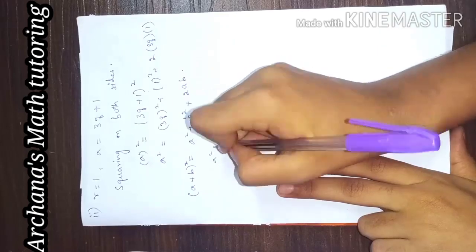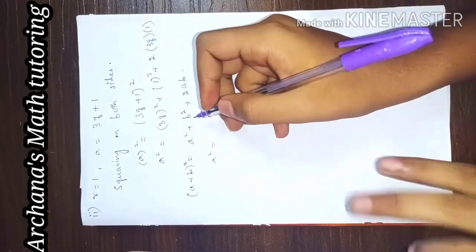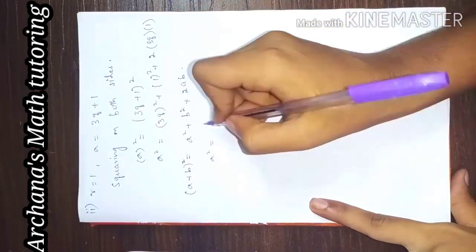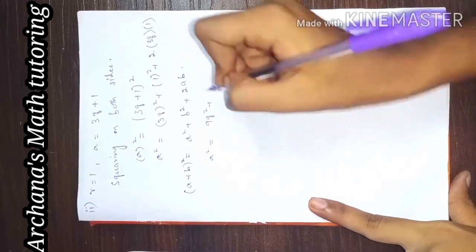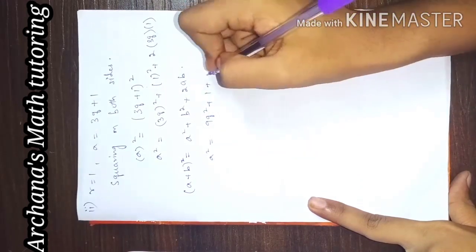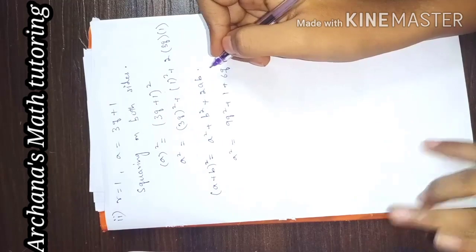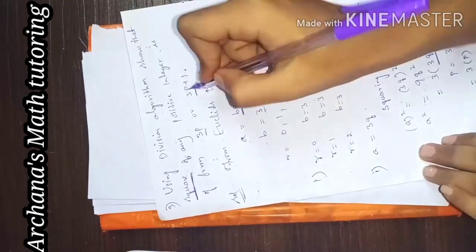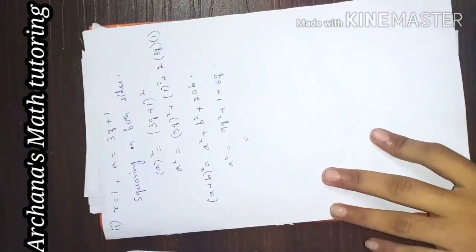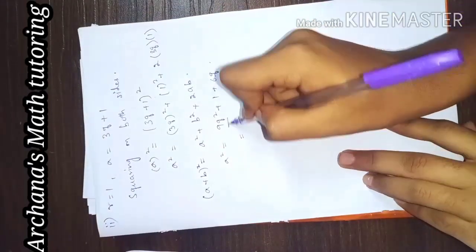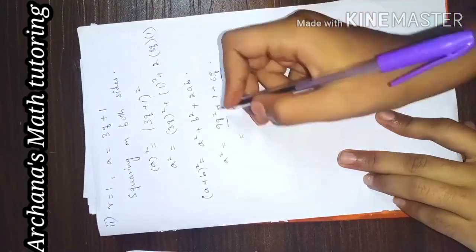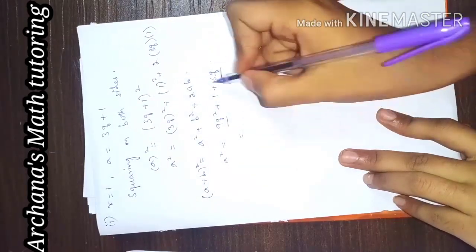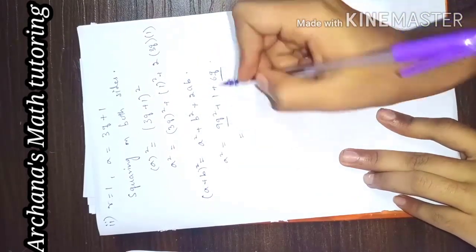From above we'll get a square is equal to 3q square, which is nothing but 9q square plus 6q plus 1. Now we should take 3 common because we should get this in the form of 3p plus 1. So we can only take 3 common from this term and this term. 1 is a separate term, so you can't take 3 from 1. So only use these 2 terms.